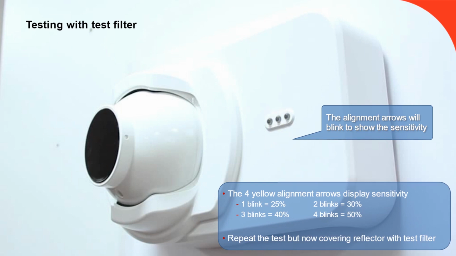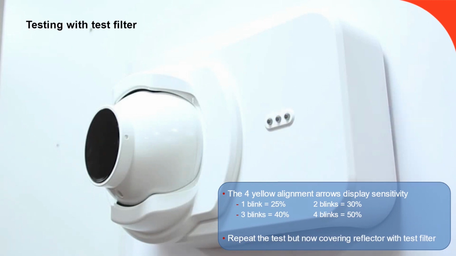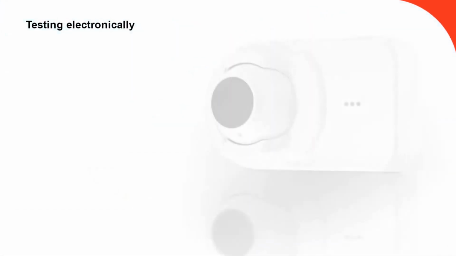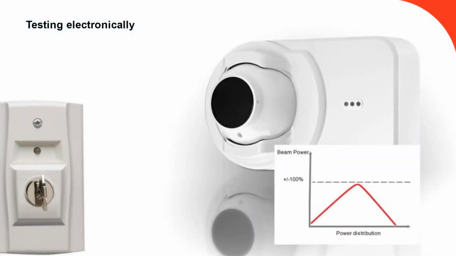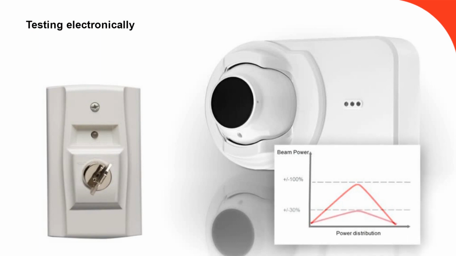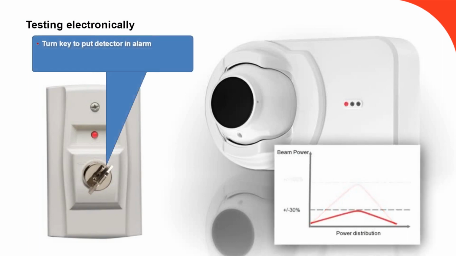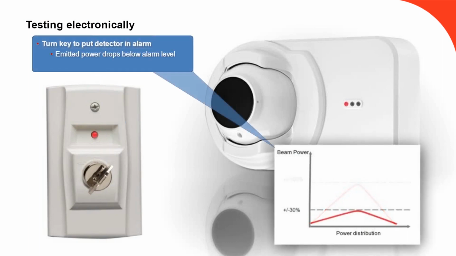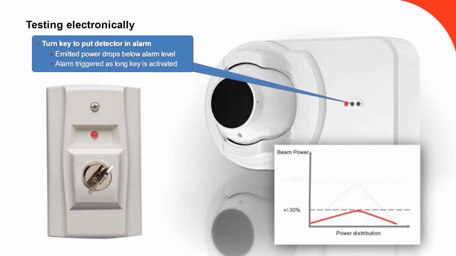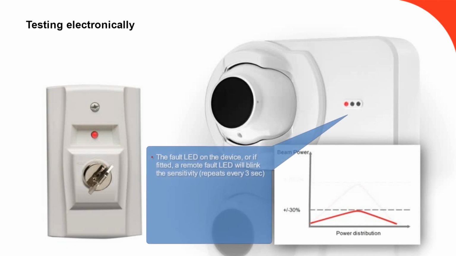Testing for faults can be done by covering the lens with a piece of paper. A fault should be generated within 60 seconds. The remote test key switch drops the emitter power, simulating an obscuration fire event. This is maintained for as long as the key is turned. Once reset, the device will run through its notification flash sequence at the detector or at a dedicated remote fault LED to indicate the sensitivity setting.